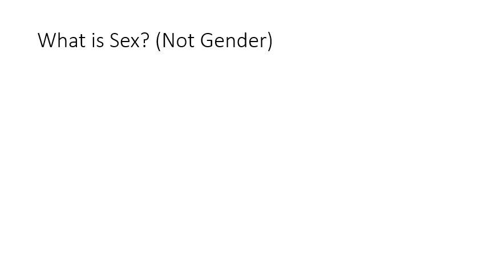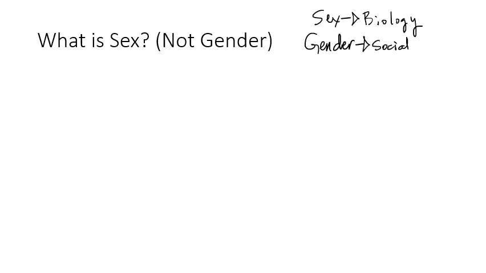So what is sex? One of the things to remember is that it is not gender. Gender is something very different, and I know it's confusing. We look at doctors' forms and they ask us what our gender is. Sex refers to biology. When we talk about gender, we're referring to something different. Gender refers to a social and psychological construction.